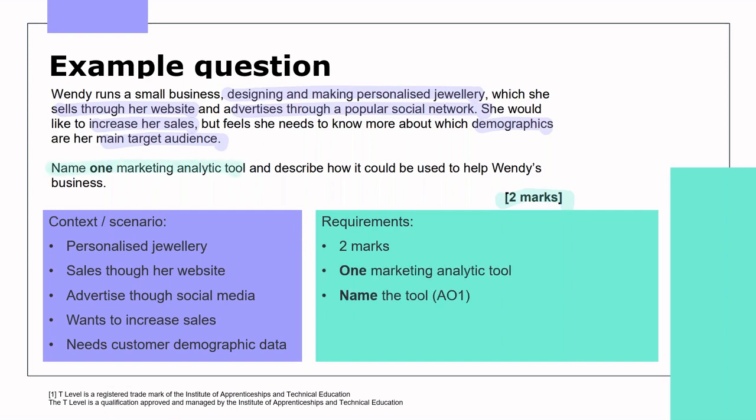Students need to identify one relevant marketing tool. So that's one of the things with Wendy, one relevant marketing tool. So that's the first mark. And then describe how this tool can be used to help Wendy. And always recheck the question and use those relevant key terms to ensure the answer is focused on the requirements.